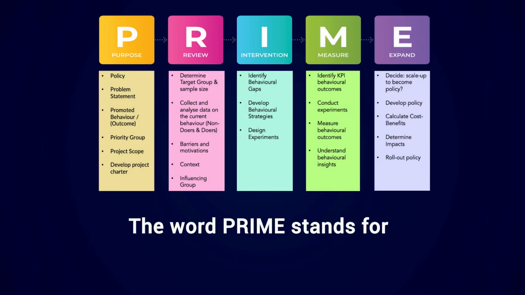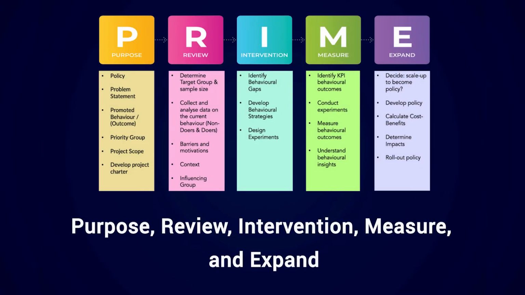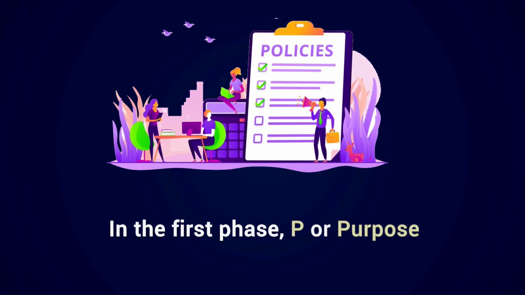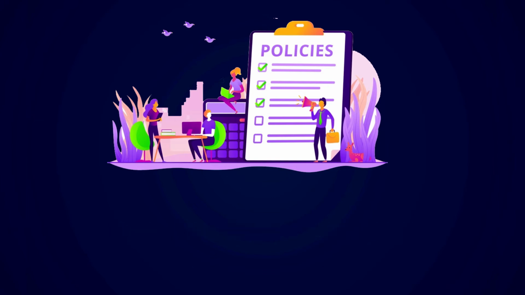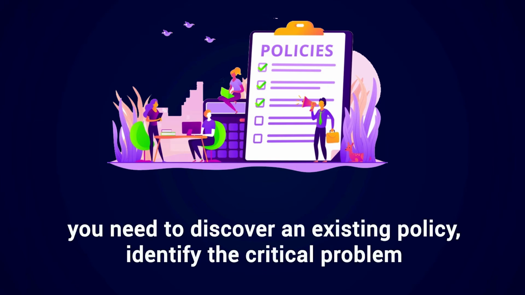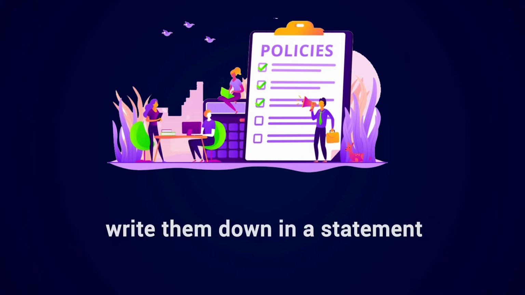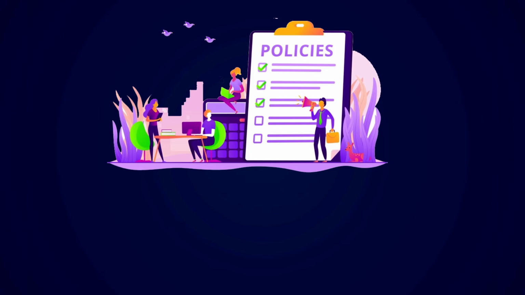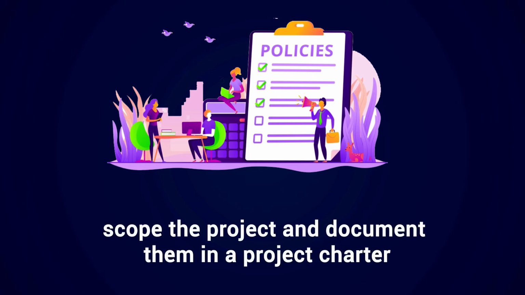For your information, the word PRIME stands for Purpose, Review, Intervention, Measure and Expand, which form the 5 phases of a Behavioral Insights project. In the first phase, P, or Purpose, you need to discover an existing policy, identify the critical problem, and write them down in a statement. Then, you need to establish the intended behavioral outcome and the priority group. Finally, you need to scope the project and document them in a project charter.